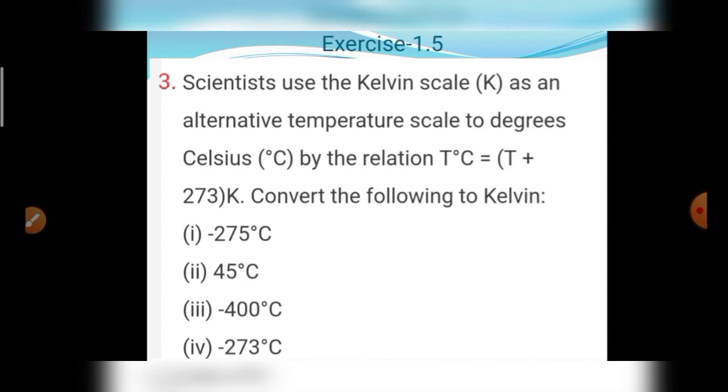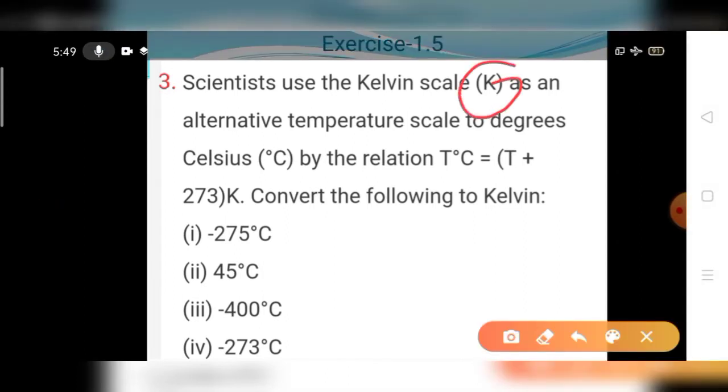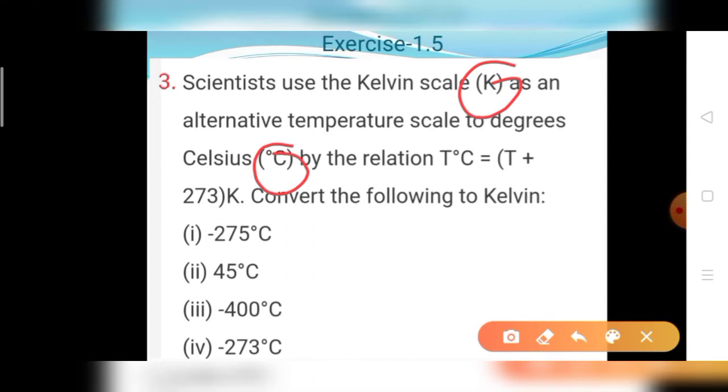Third question: Scientists use the Kelvin scale, K, as an alternative temperature scale to degrees Celsius, °C, by the relation T °C = (T + 273) K. Convert the following to Kelvin. The first subdivision: minus 275 °C. Second: 45 °C. Third: minus 400 °C. Fourth: minus 273 °C. K means Kelvin, C means Celsius.